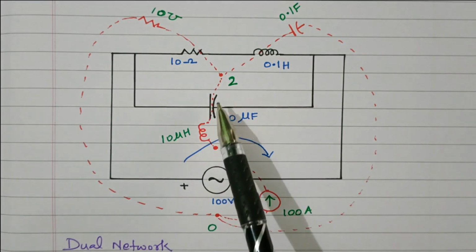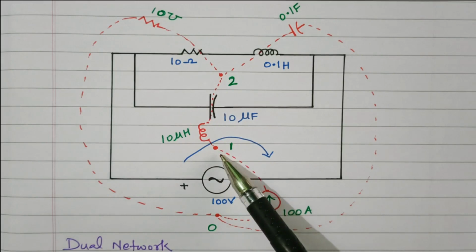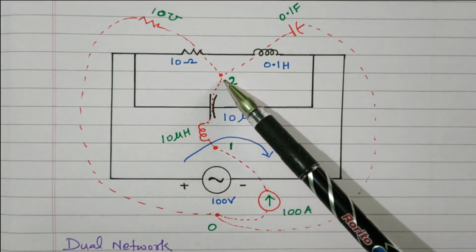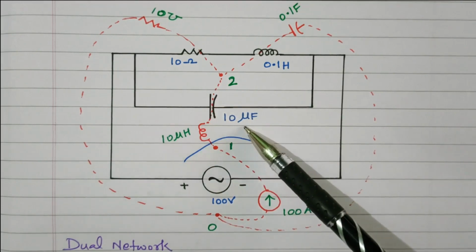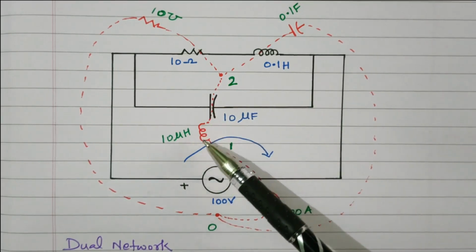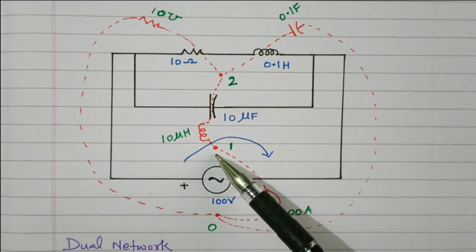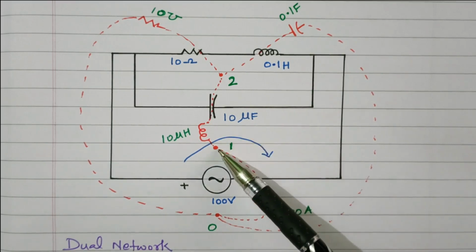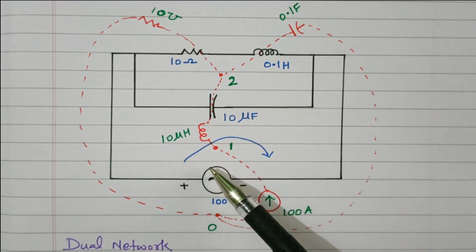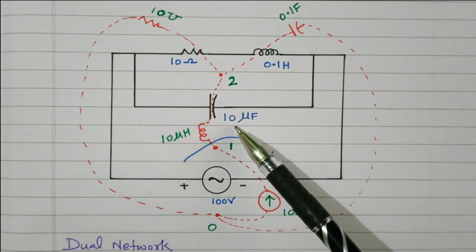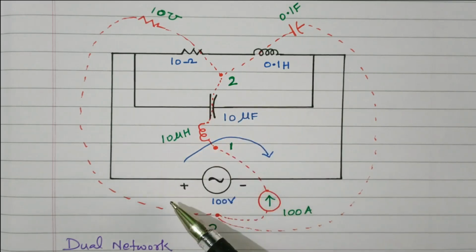First we will connect dot 1 and dot 2 through the elements. So here 1 and 2 is connected through the capacitor, a 10 microfarad capacitor. So this capacitor will be converted into an inductor, a 10 microhenry inductor in the dual network. This black color is the original network, red color is the dual network. So 1 and 2 is connected through the capacitor, so that will be converted into inductor.